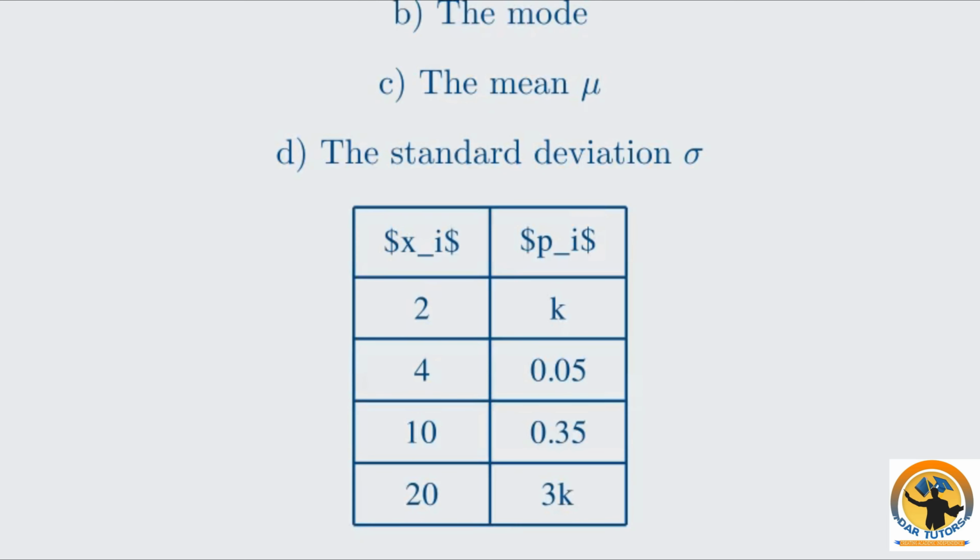Question 3 is another classic. You are given a discrete random variable with an unknown probability, k. Your tasks are to first find k, then find the mode of the distribution, and finally, calculate the mean mu and standard deviation sigma. This tests all the skills we've covered.